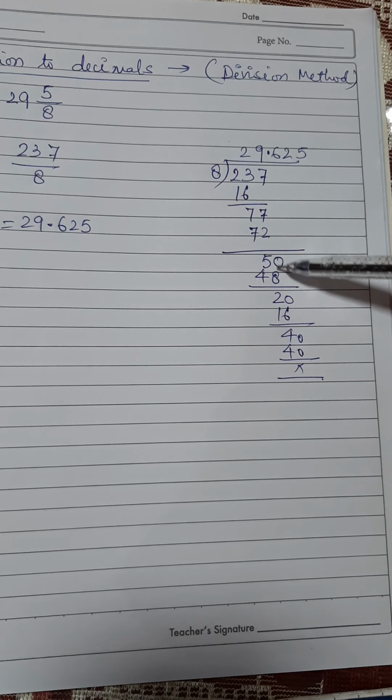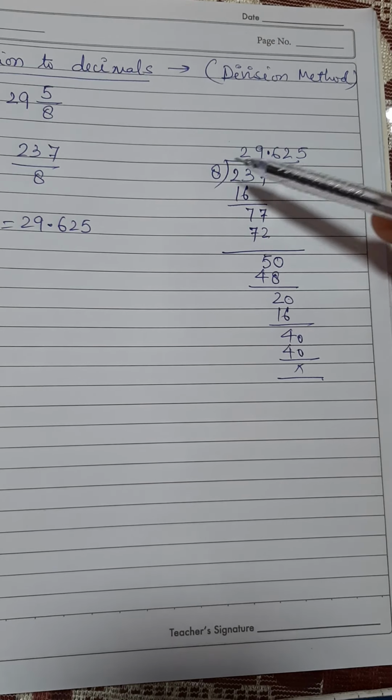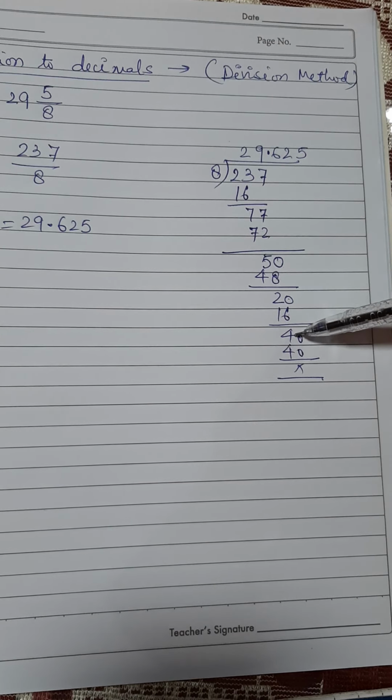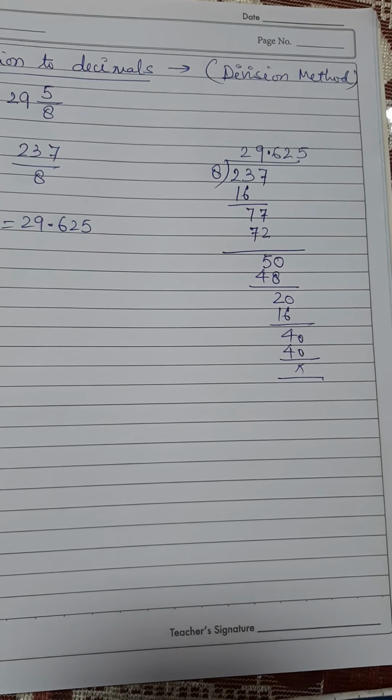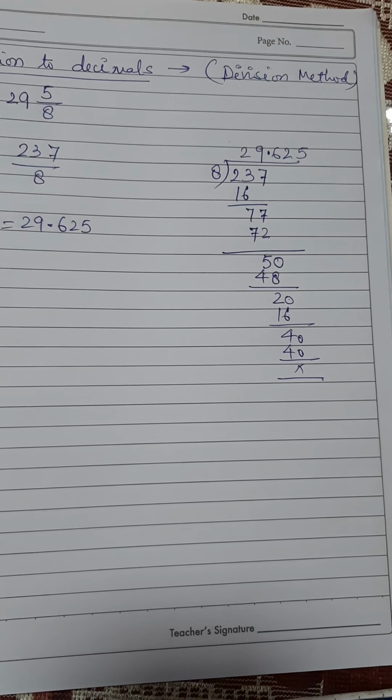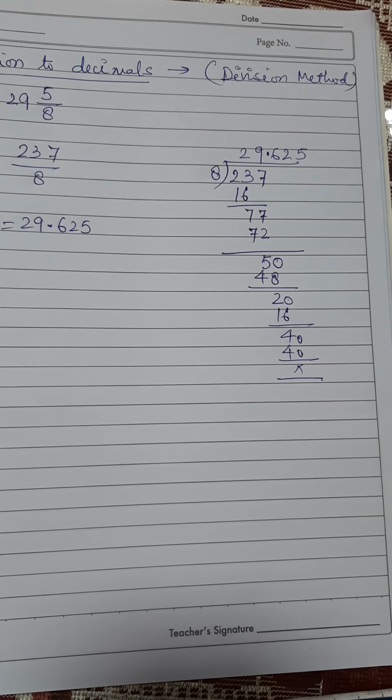Now 8 6s are 48. Subtracted, we get 2. Again 0 we can apply. Now 8 2s are 16. We have 4. Again 0. So 8 5s are 40. You can put as many zeros as you want or need. Okay.